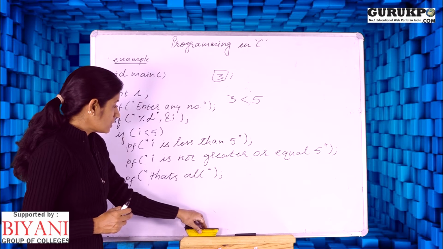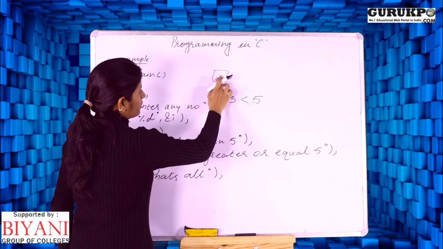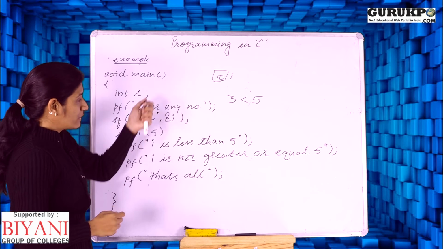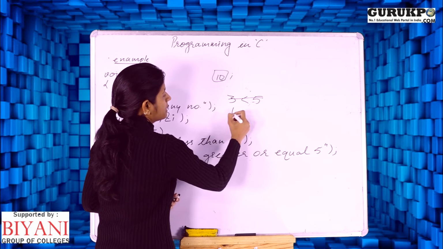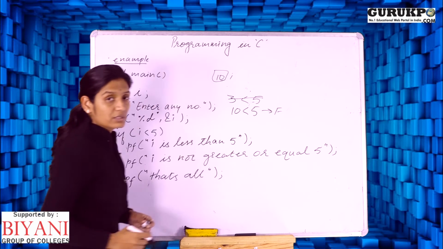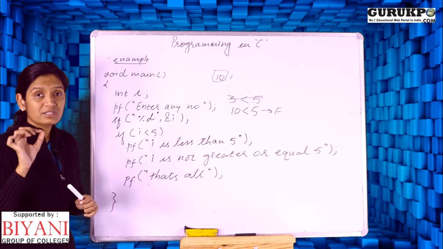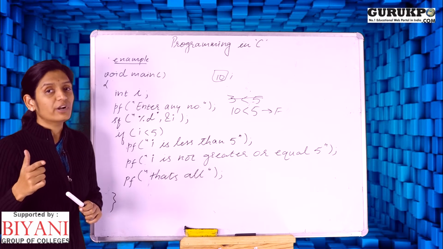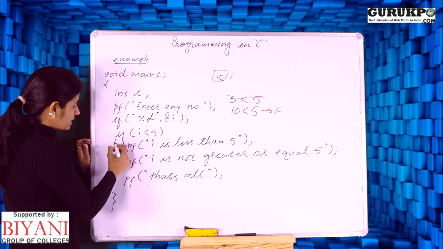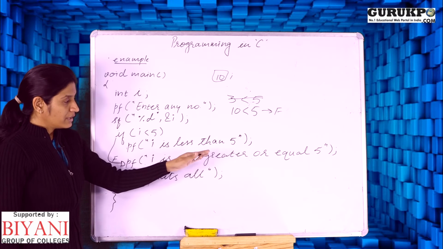Suppose I have written these many statements. What will happen in case of true? The value entered by the user is suppose 10. So we will try to evaluate the condition, and the condition will become 10 less than 5. Again the condition is false, as 10 is not less than 5. So in case of false, we will just skip the statement next to the if condition. So this is the statement that is just next to the if condition. In case of false, we will come here: I is not greater or equal.